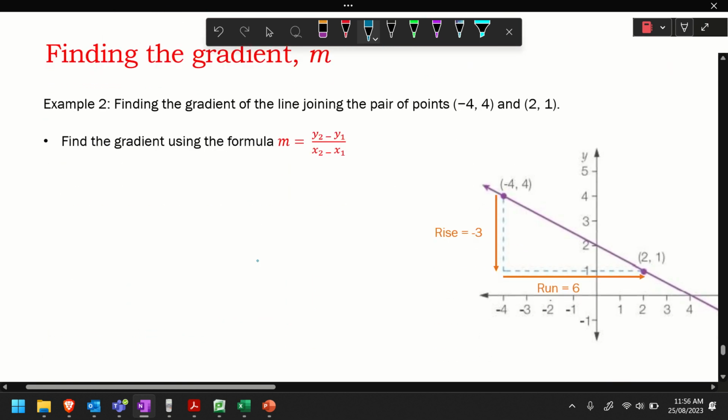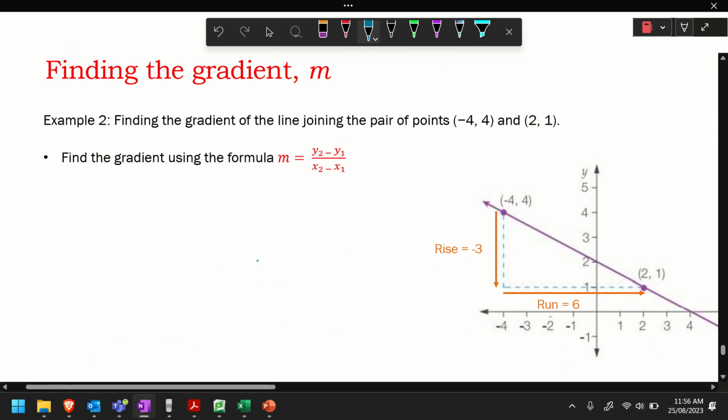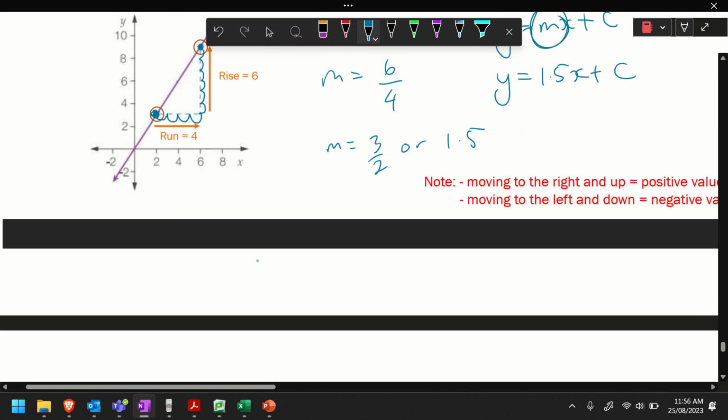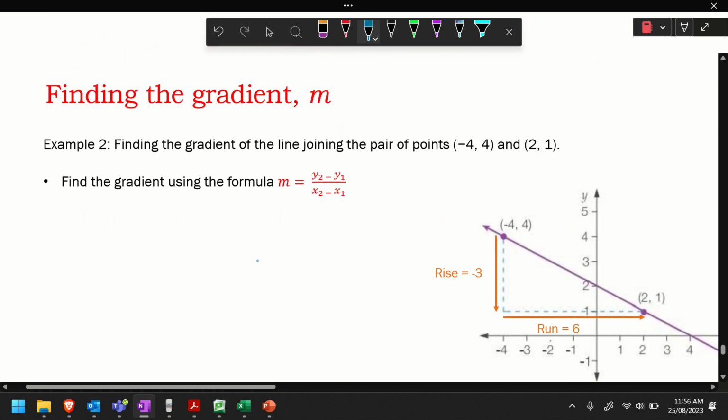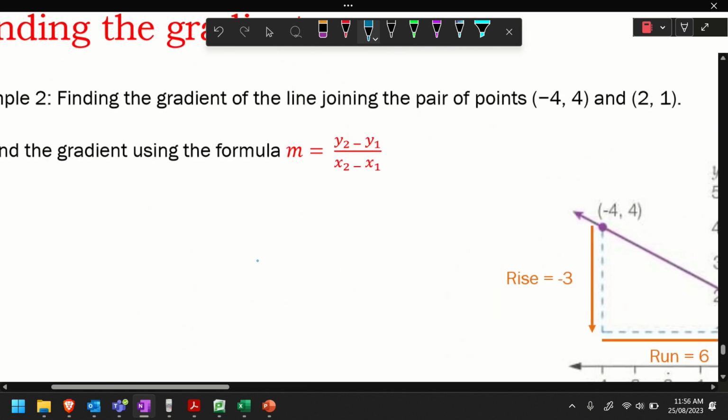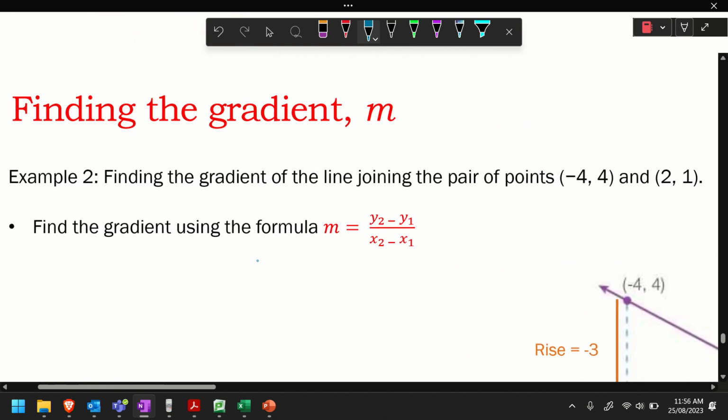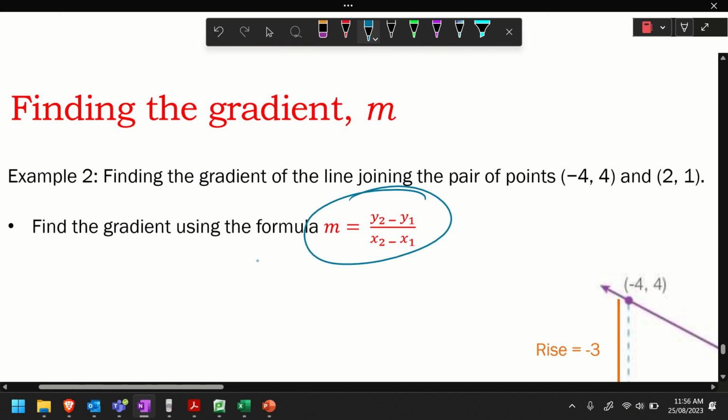No? Okay. The second way we find the gradient, so there's 2 ways of finding it. I find that doing this one is probably the easier way. You just need to remember the formula in your books. Now, I don't know if you guys have ever done this before, but there's this formula we call y2 minus y1 over x2 minus x1.